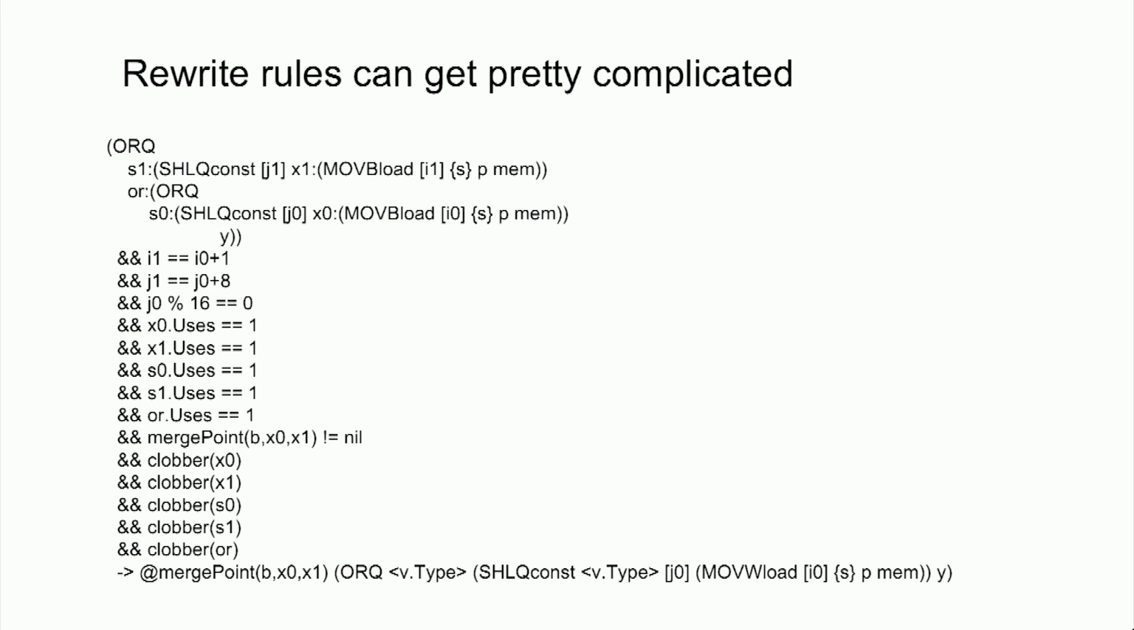We also use them for very big things. This rewrite rule looks pretty complicated, but let me just tell you what it does: it takes two 8-bit loads and replaces them with one 16-bit load, if it can. And so this rule checks all the possible conditions under which this rewrite rule can apply, and if so, it does the rewrite and uses one 16-bit load instead of two 8-bit loads.